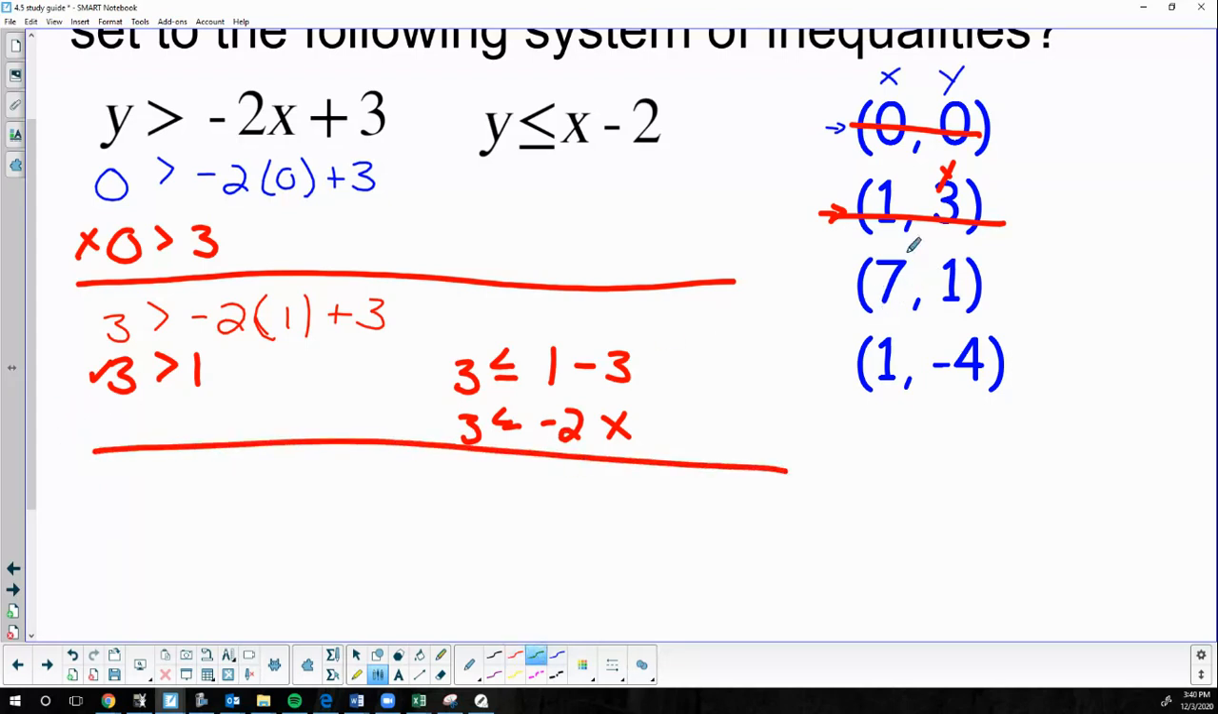Change colors. And now we've got a 7 as the x and a 1 as the y. So is 1 greater than negative 2 times 7 plus 3? Ooh, that's a bad 3. Sorry, guys.